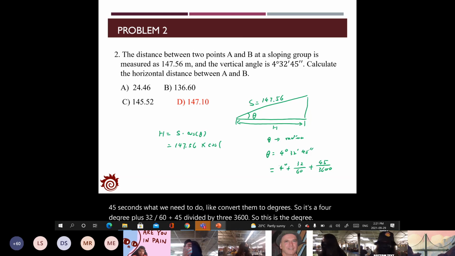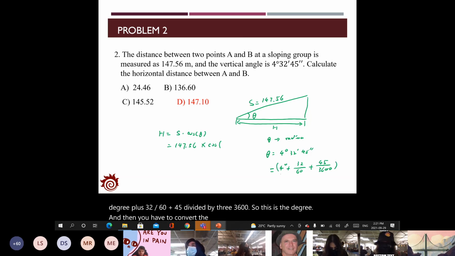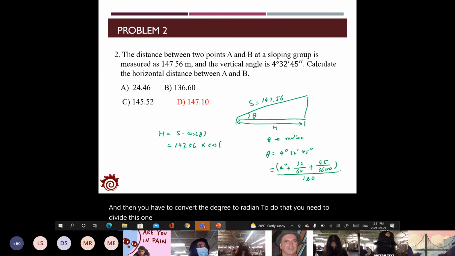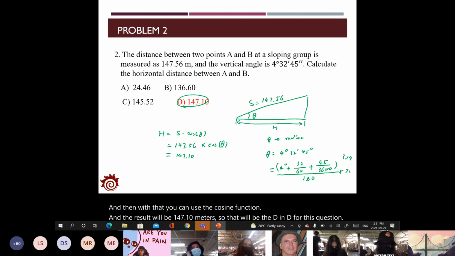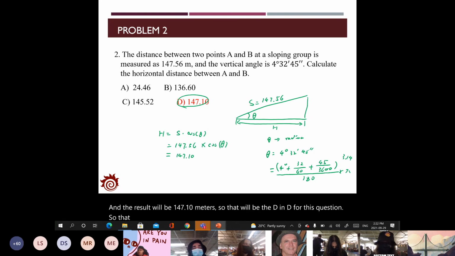And then you have to convert the degree to radian. To do that, you need to divide this by 180 times pi. Pi is 3.14. And then with that, you can use the cosine function. And the result will be 147.10 meters. So that will be the D for this question. So that would be the answer for the 2 questions in the quiz.